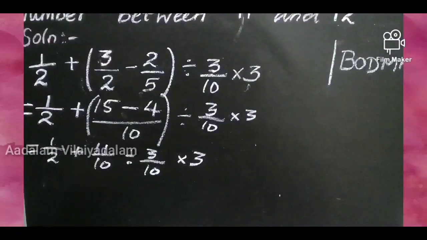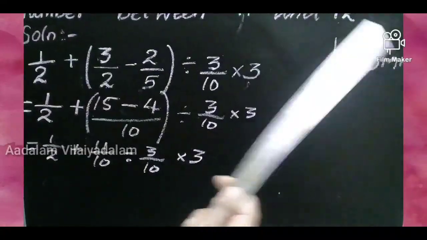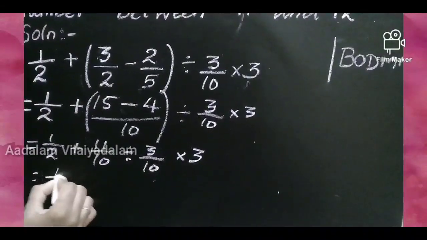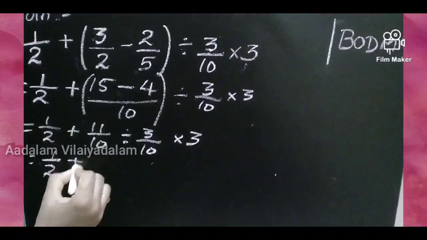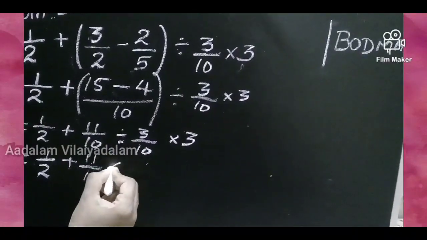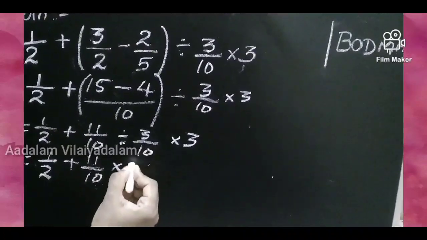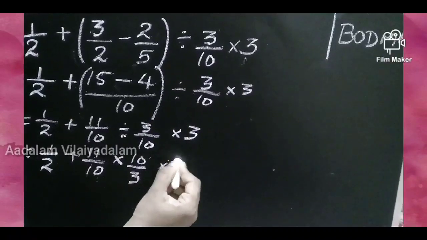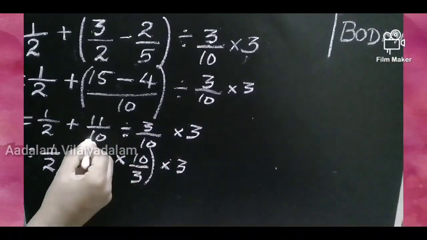In the BODMAS rule, the next preference is to division only. So next we have to complete this part, 1/2 + 11/10. Division converts to multiplication, so we take the reciprocal: 10 divided by 3 × 3. So we have to complete this part first.